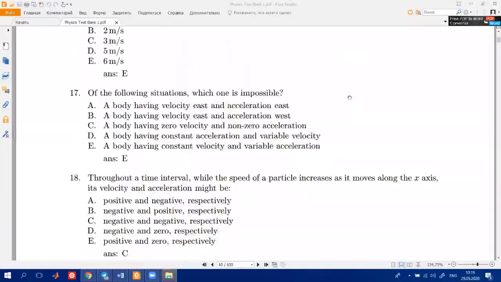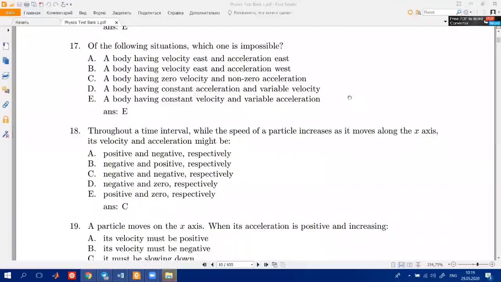Okay, let's see some theoretical questions, because in your exam there will be theoretical questions too. Number 17. Of the following situations, which one is impossible? A, a body having velocity east and acceleration east. Is it possible? Yes, a body can have velocity towards east and acceleration toward east. It's possible. B, a body having velocity east and acceleration west. It's also possible. So velocity and acceleration can have different directions.